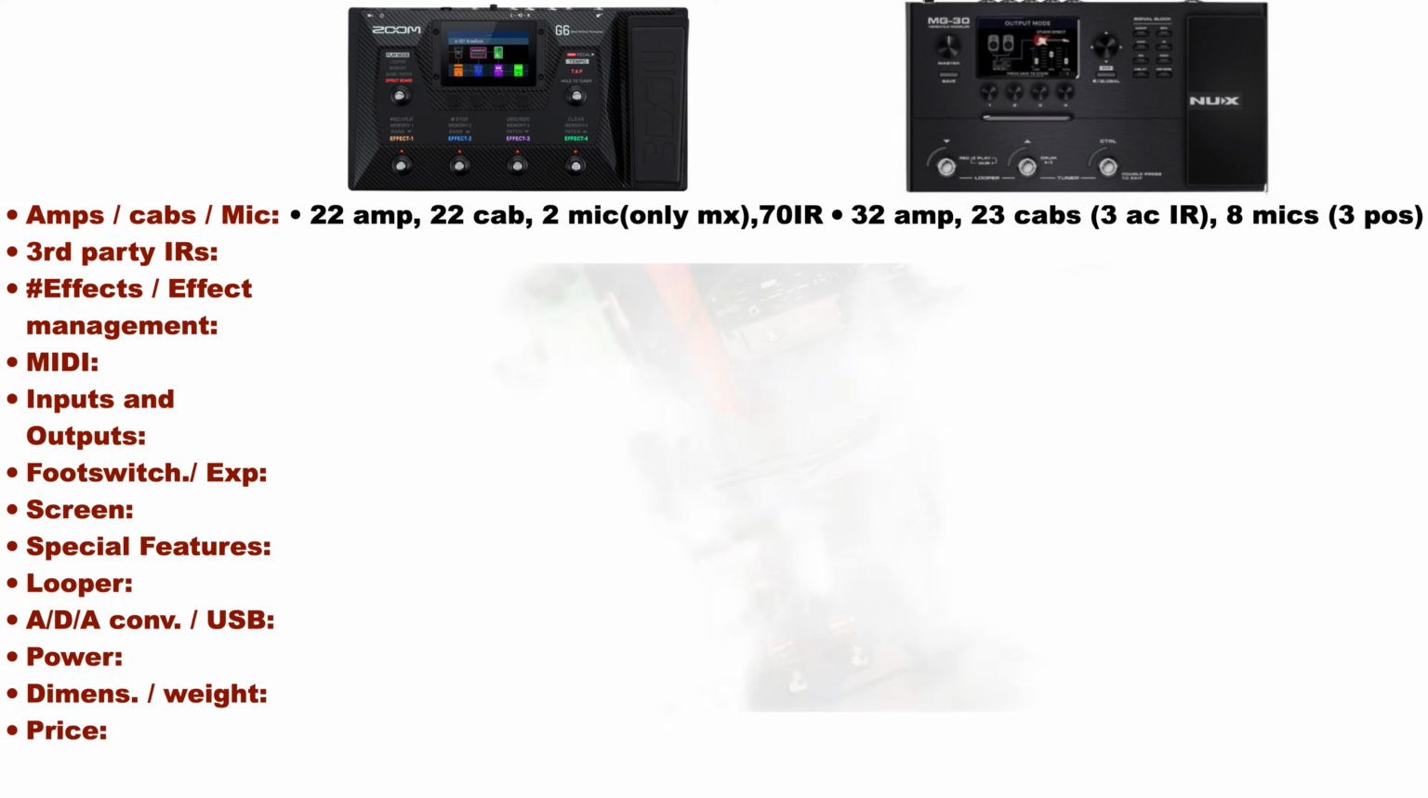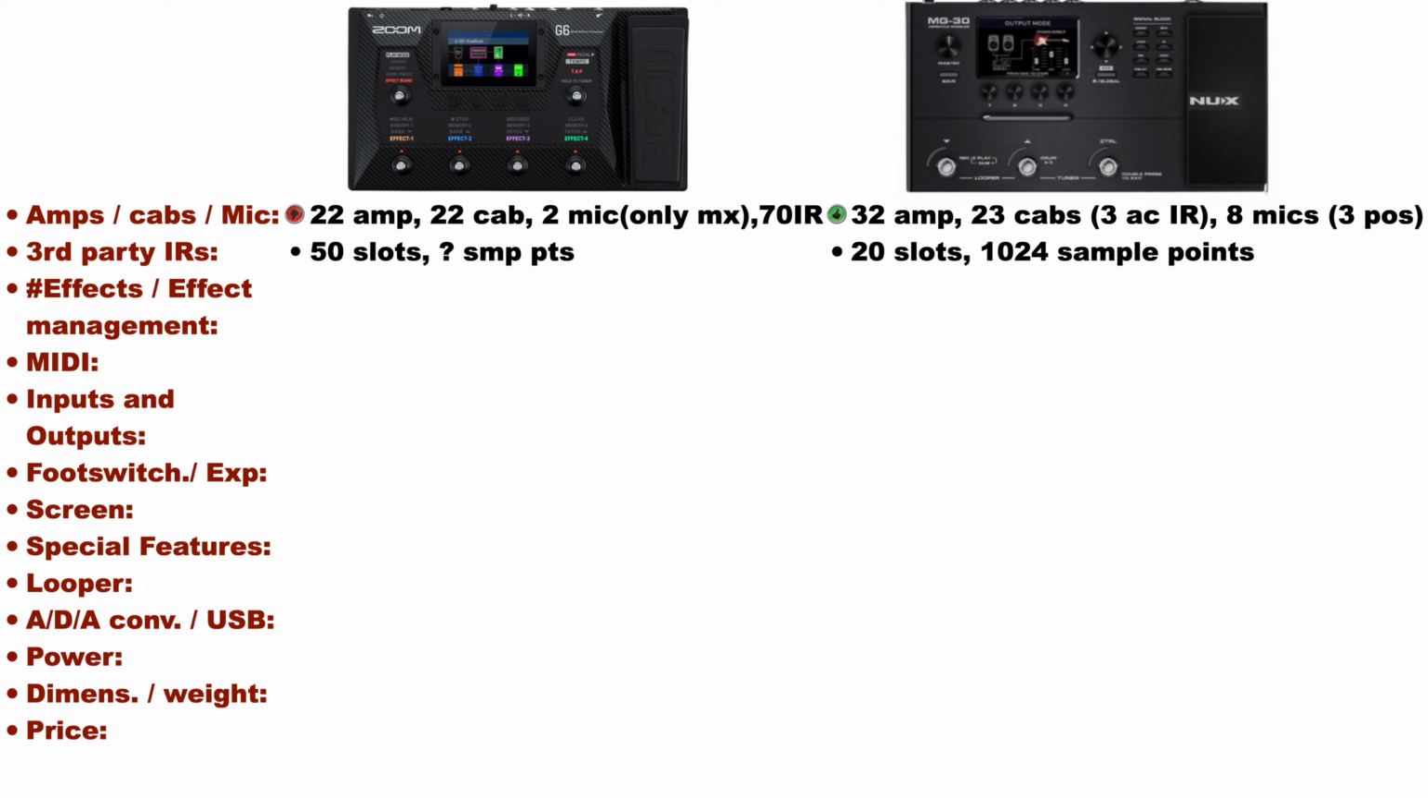First of all, in the G6 we have 22 amps, 22 cabs and 2 mics, where you can change only the mix between the two mics, but not the distance or the position of the mics. On the other hand, in the MG30 we have 32 amps, 23 cabs with 3 IRs dedicated to acoustic guitar, 8 mics with 3 positions available. So here I would give the thumbs up to the MG30 as it has more amps, cabs and mics, and the possibility to use the mics in 3 different positions, which is more useful than being able only to change the mix between the two mics.